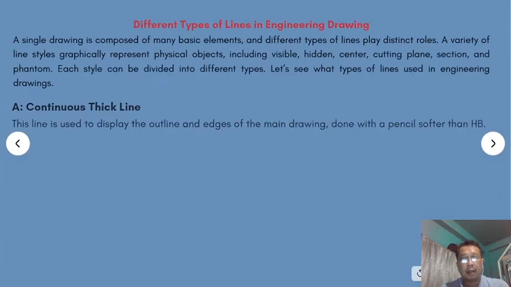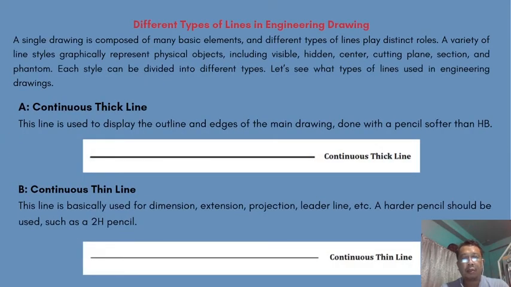Now, in technical drawing or engineering drawing, there are different types of lines that can be used in order to present our views or our object. Number one, letter A, is the continuous thick line. Letter A can be used to draw or display the outline edges of the object or the main drawing. Most of the time we use the HB type of pencil.